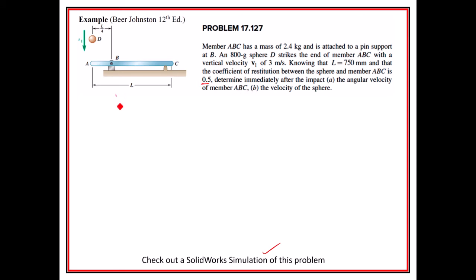A little preliminary work here. Let's figure out what the moment of inertia of the bar is going to be. 1/12 the mass, which is 2.4, and the length of it, which is 0.75, squared, or 1.1125 kilogram meter squared.